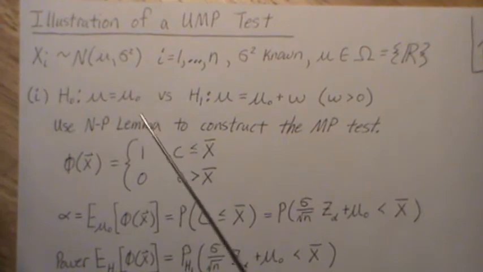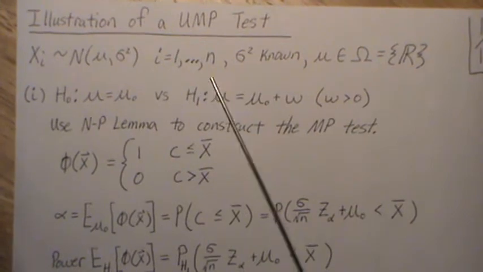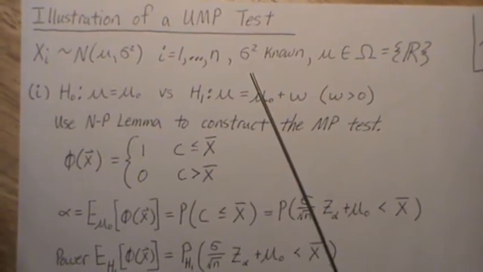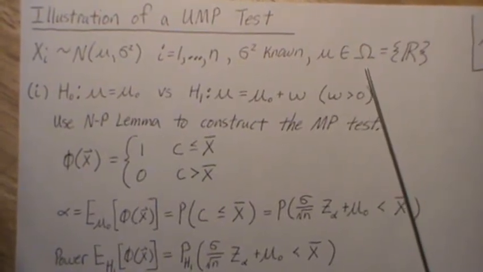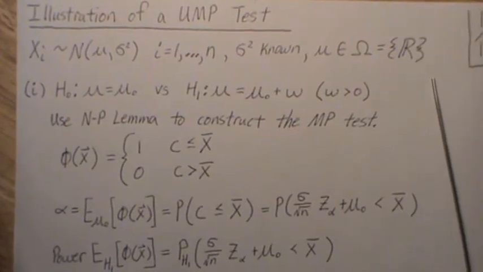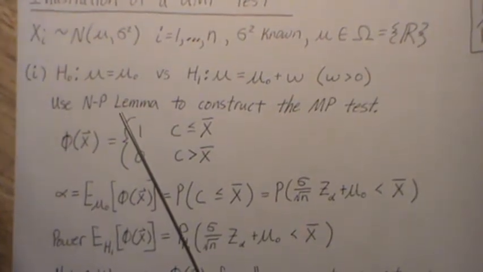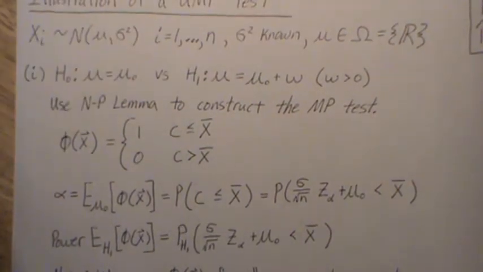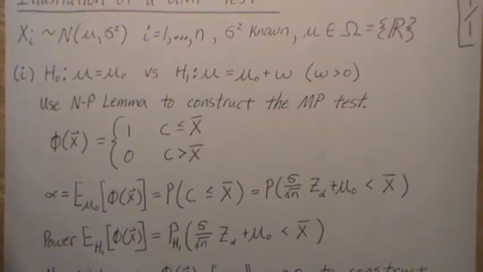So let's let xi be normally distributed with mean mu and variance sigma squared. It's a random sample of size n. We're going to assume sigma squared is known and that mu lives in the parameter space omega, which consists of all real numbers. We're going to do a simple versus simple hypothesis testing in the normal setting, and I do have a video out that I call simple versus simple for normal distribution. And so if you want to go back in the playlist and review that, that would be helpful.